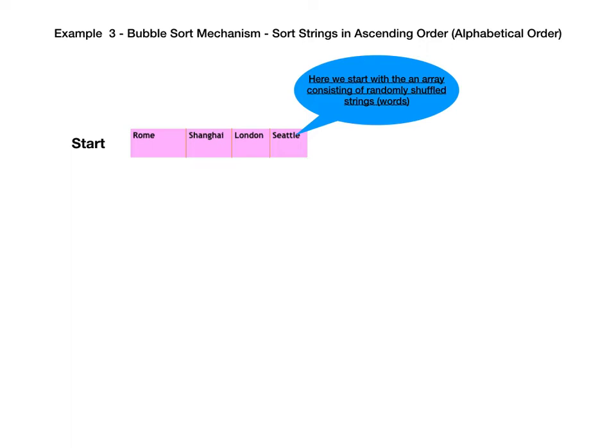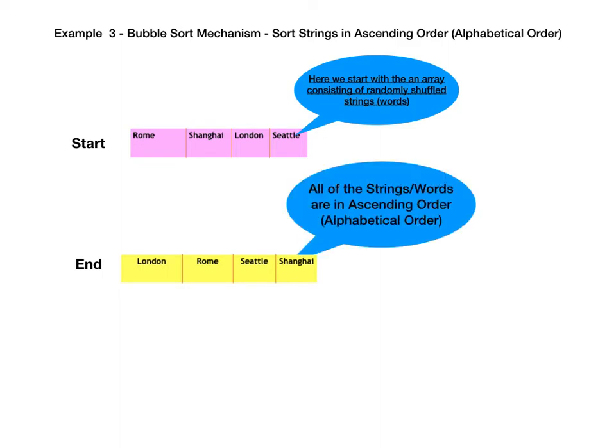Now what we want to do is arrange these strings, or words, so that they are in ascending order, i.e. in alphabetical order. So we finish with an array of strings where the words are in ascending, or alphabetical, order. And the question is, how do we do that? Well, there are many types of sort algorithms, but in this particular case we will use the bubble sort.